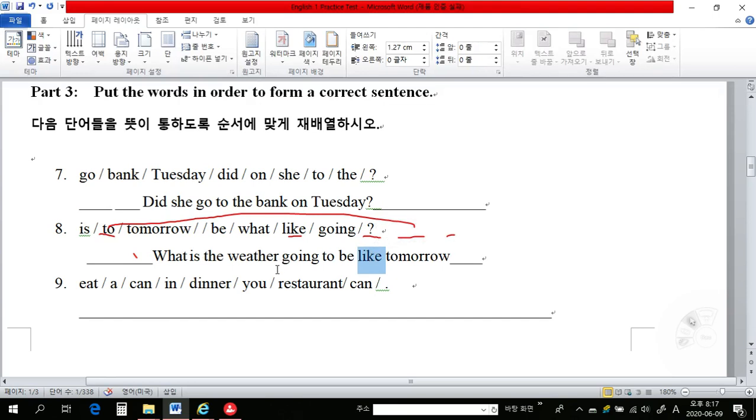What is the weather like today? What's the weather like today? Oh, it's windy, it's humid, it's hot. That's what it is like today. But if we're talking about tomorrow, we're going to use the future tense. So what is the weather like today? What is the weather going to be like tomorrow? Oh, and one more, a question mark. Good.